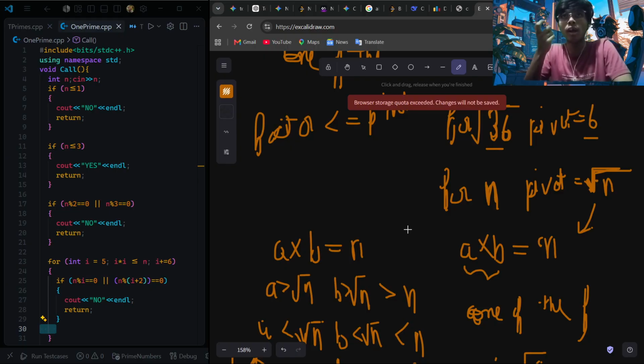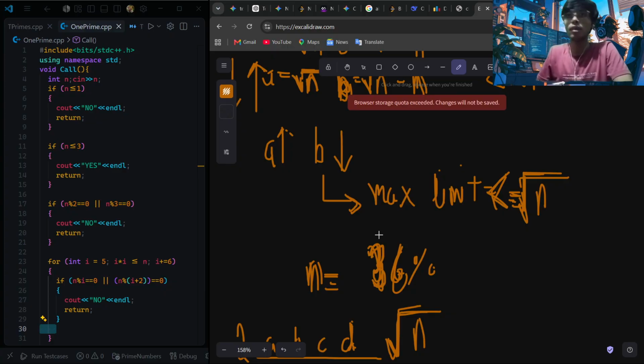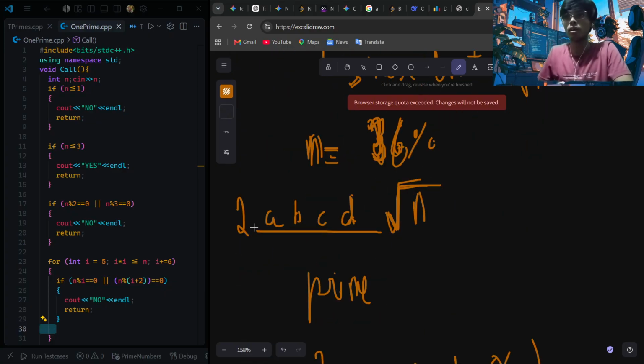And if I check that any of the numbers divides n, it means that this number is a composite number. So I will start from 2 and go till under root n, and I will check whether the number divides n. If that number divides n, it means that n is a composite number. And if none divides n, it means that n is a prime, right? Hope you understand that.